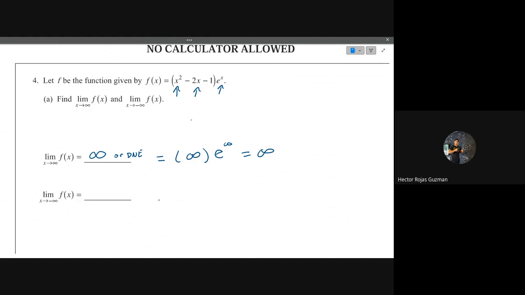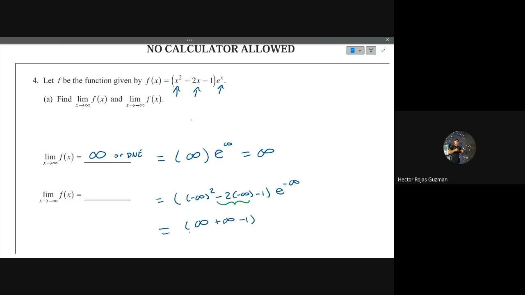Now we plug in negative infinity. If I plug in negative infinity, x squared is going to make it into a positive. So, okay, let me just set it up. Negative infinity squared minus 2 times negative infinity minus 1 times e to the negative infinity. Squaring a negative makes it a positive. These negatives become a positive. But even if it was negative, it still would be insignificant because this one grows much, much faster. But in this case, we still have infinity.